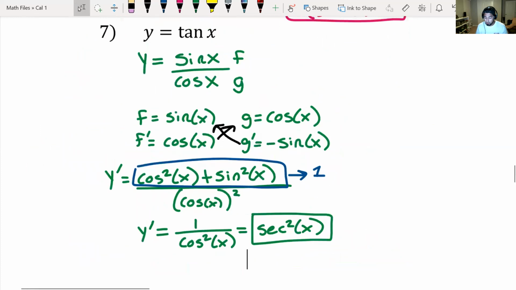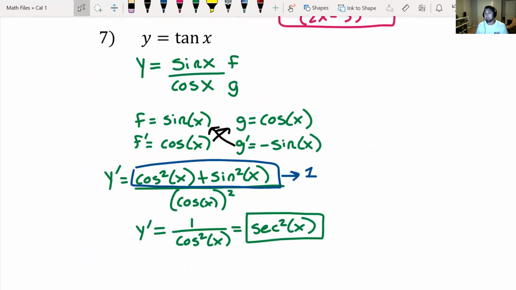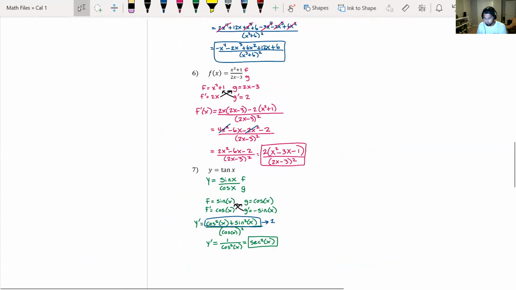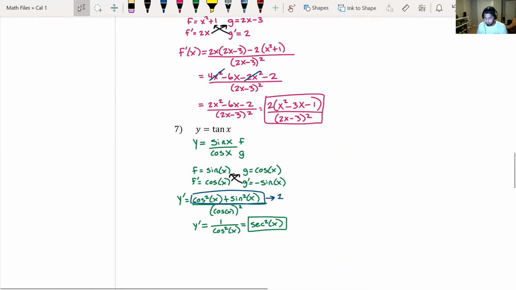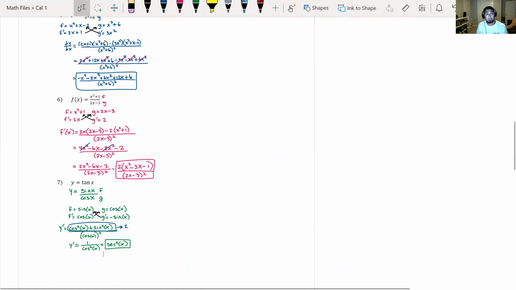So what we can take away from this is a derivative identity. The derivative of tangent is secant squared. What? Done by derivatives. All right. Look at that. That's quotient rule. Last page.